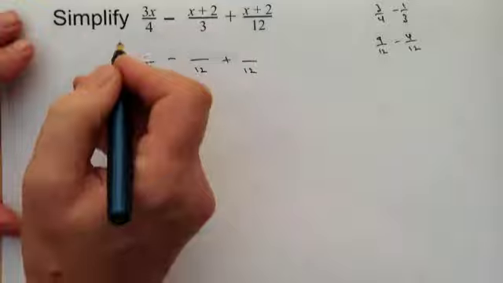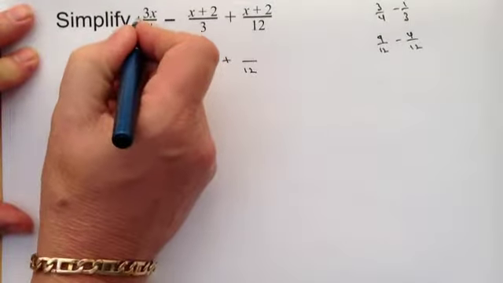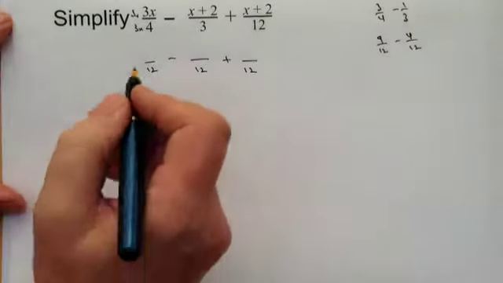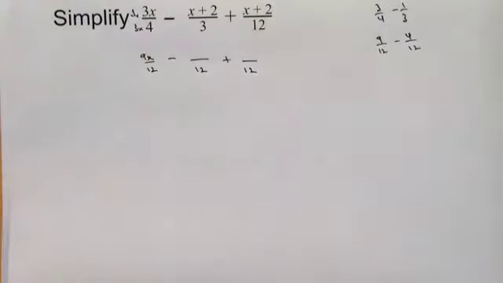We're going to say that if we multiply that 4 by 3, then we're going to multiply the top by 3. So that's going to give us 9x over 12. Okay, hope that's okay for you.